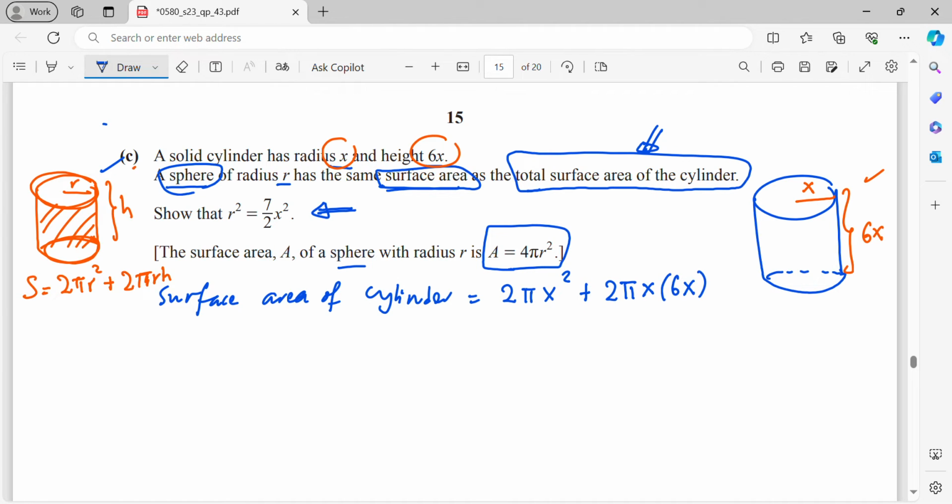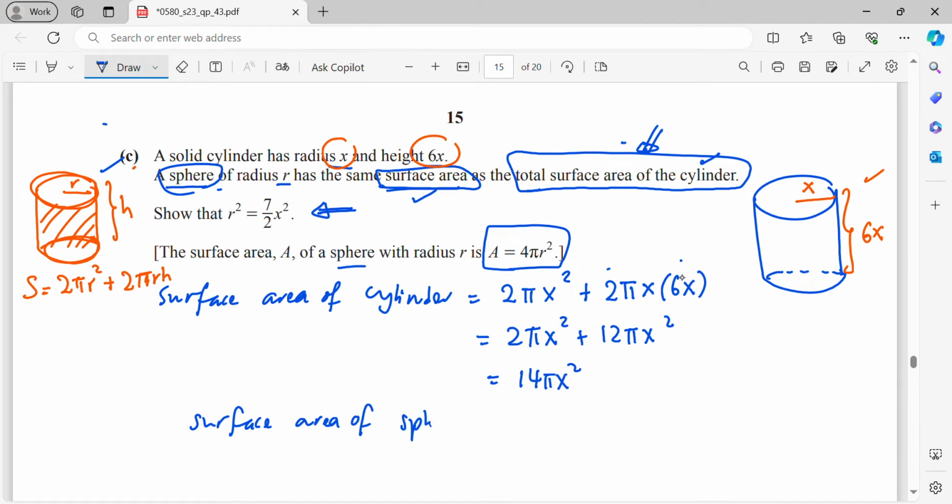H is 6x. Then I will be getting 2 pi x squared plus 2 times 6 is 12 pi x squared. That means it will be 14 pi x squared. Now it's mentioned that the surface area of the sphere is the same as the surface area of the cylinder. So now the surface area of the sphere is mentioned here: 4 pi r squared.